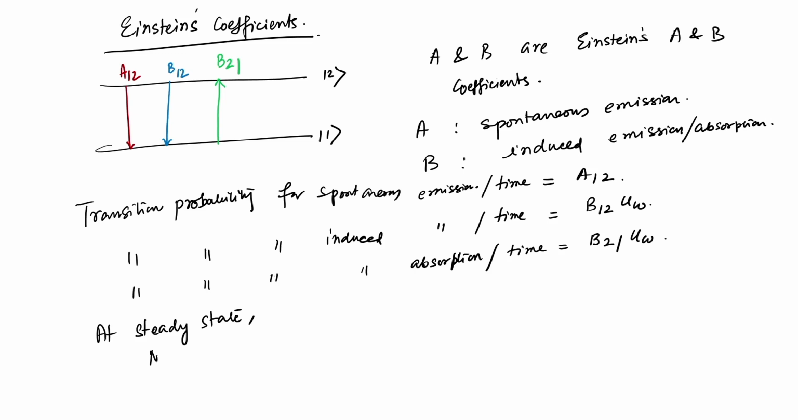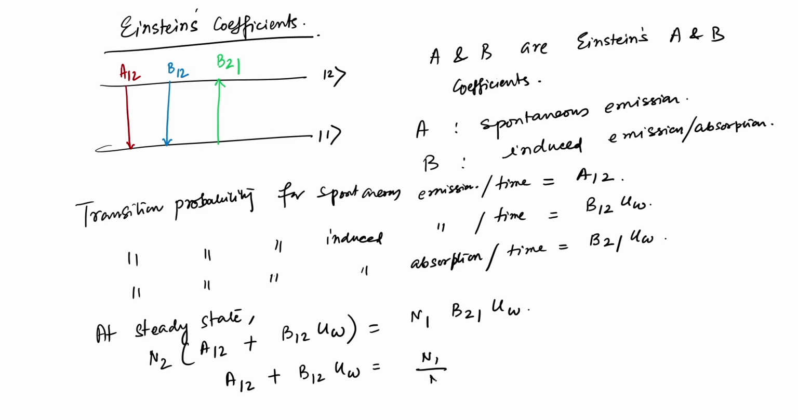So, at steady state you have N2, which is the occupancy of atoms in the state 2, multiplied by A12 plus B12 u omega. This is equal to N1 B21 u omega, where u omega, as we have said, is the energy density of radiation. If you just open this bracket, A12 plus B12 u omega is equal to N1 by N2 B21 u omega, and E2 minus E1 is basically the frequency of the perturbation.